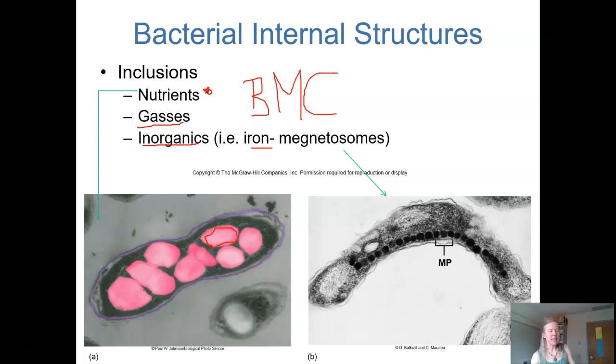So a BMC is a bacterial microcompartment, and these are going to be little protein chambers filled with things like enzymes, and they basically use these to run different biochemical pathways. So kind of an interesting, they don't have membrane-bound organelles, but they're using proteins to make little chambers to do some of the things that we might accomplish in some of our organelles.